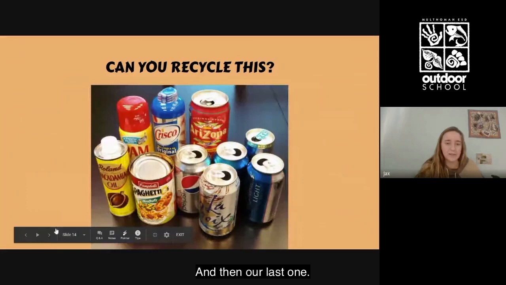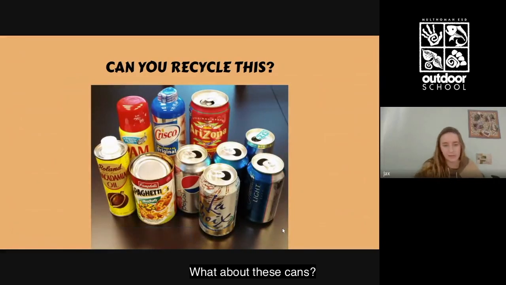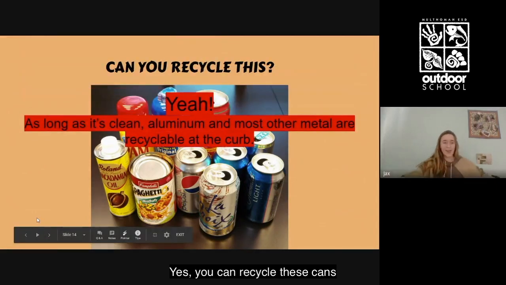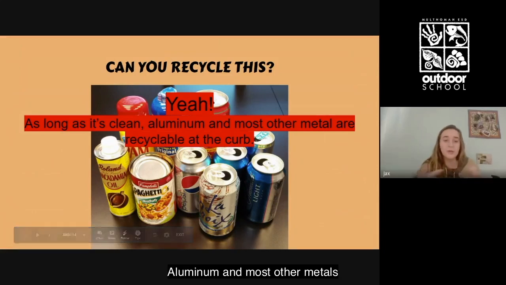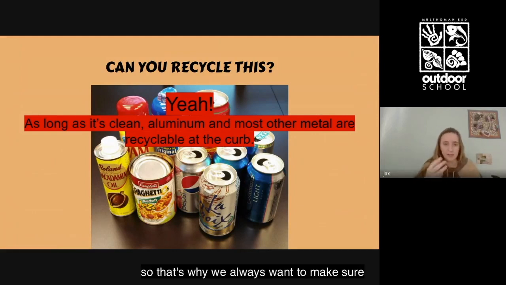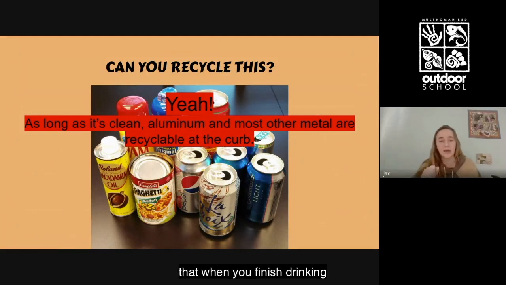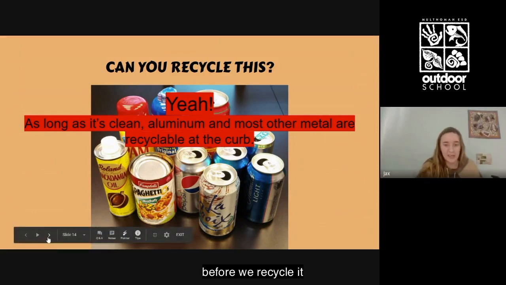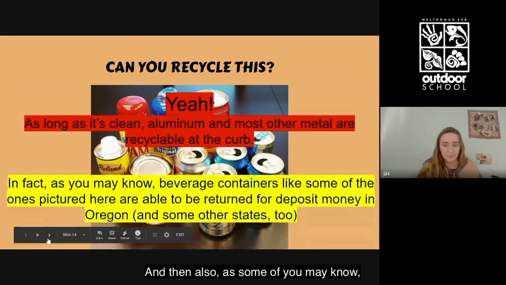And then our last one, what about these cans? Do we think we can recycle these cans? Go ahead and take a second to think. So yes, you can recycle these cans. As long as they're clean, aluminum and most other metals are recyclable at the curb. So that's why we always want to make sure that when we finish drinking a LaCroix or a Pepsi, we rinse it out before we recycle it to make sure it's clean.